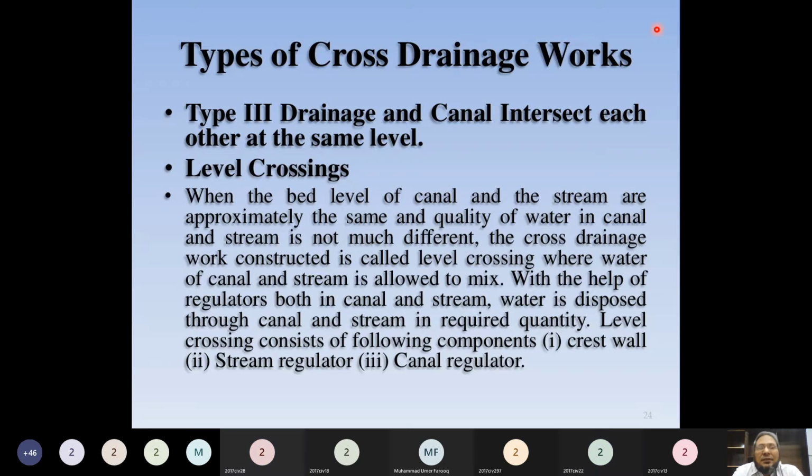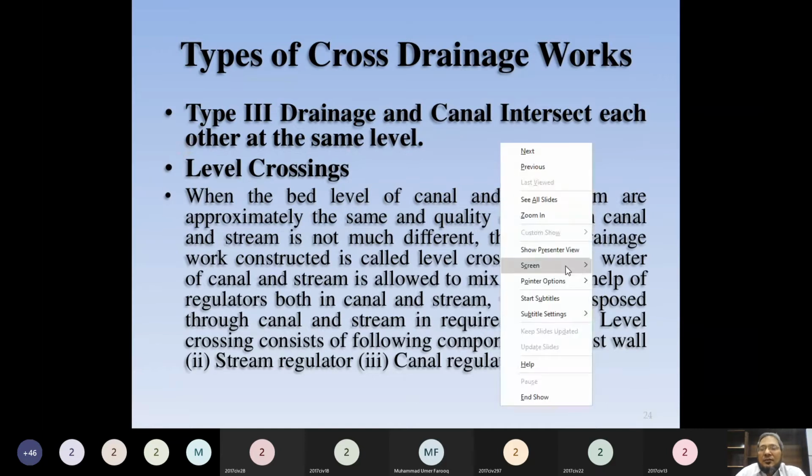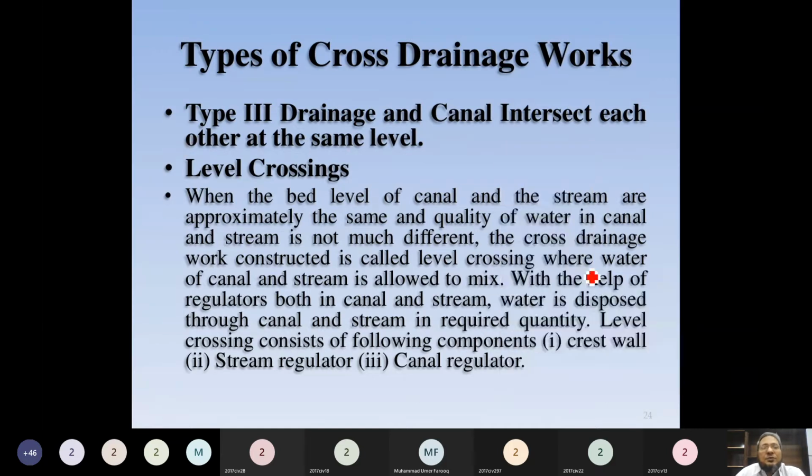Okay. Now the third type of the cross drainage structure, or the type 3 cross drainage structure, is that one in which the bed levels of the canal and of the stream are more or less same and the waters are intermixed. Okay. So in type 3 cross drainage structures, there are two types. One is the level crossing. So first we want to study the level crossing.